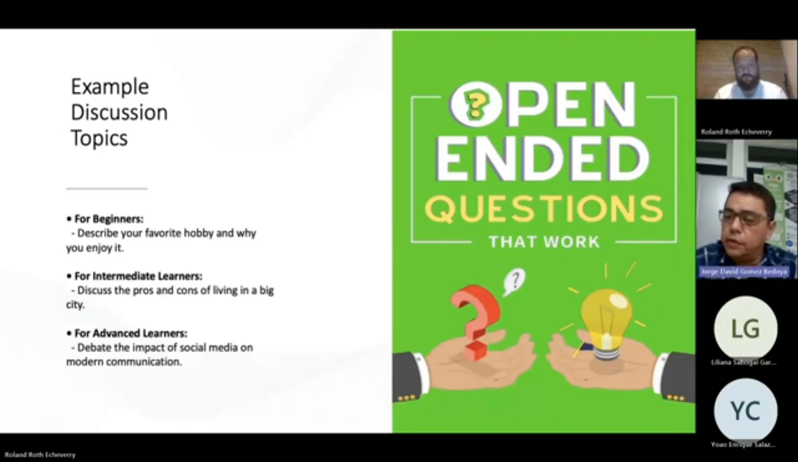But we have to be careful not to get confused with debates, because some students get passionate and they establish positions, and these positions can be opposite between each other. And that's not what we want. What we want is to make them participate. For advanced learners, debate the impact of social media on modern communication.